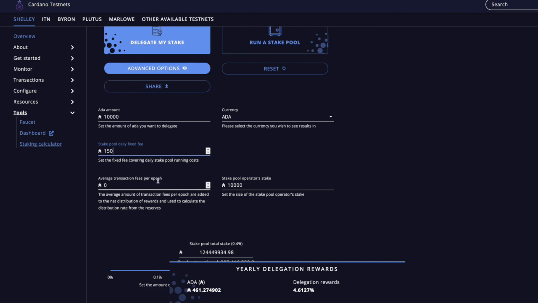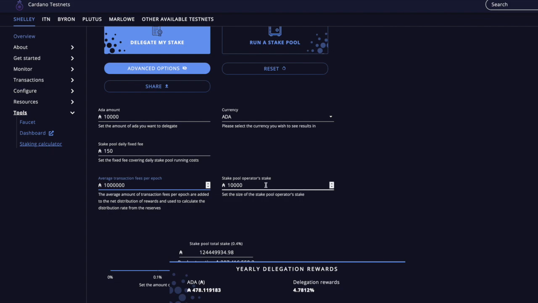So now, average transaction fees per epoch. I was watching the video from Lars Brünjes from IOHK, and he was saying that it's pretty unrealistic to have a 0 transaction fee per epoch. That would mean that there's no transactions happening on the network. So according to him, in his example, he set this number at about 1 million ADA. So let's go ahead and change this over. So 1 million is 1 followed by 6 zeros.